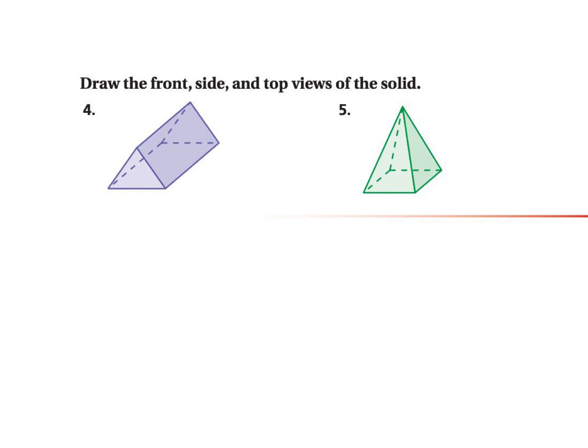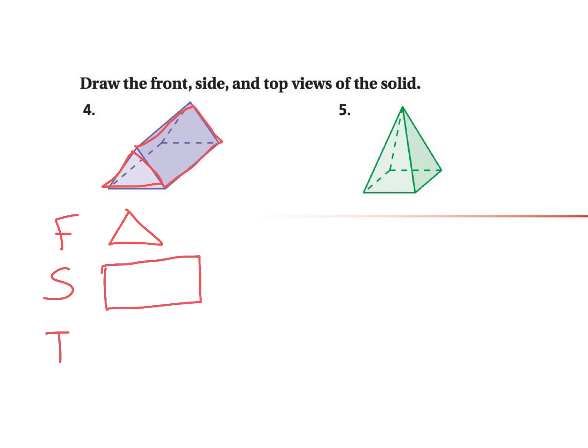All right, now here's another way to do this. So we want to draw the front, side, and top views of the solid. So front, side, and top. If we look at the front of this, it's a triangle. If we look at the side of this, it is a rectangle. If we look straight down on it, it's just going to be a line. Okay, but we have that top line right there, but you would also see the base around that, so you could also draw a rectangle.